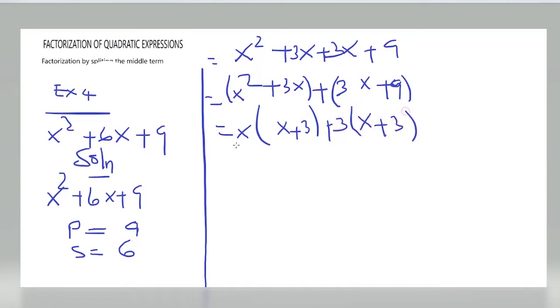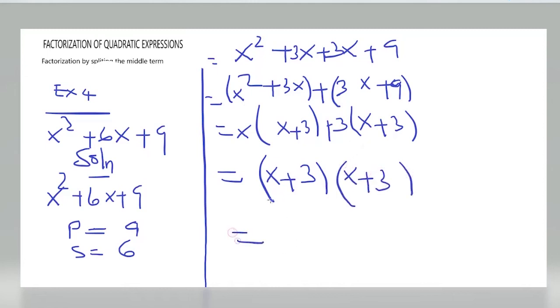Then this one will be equal to x plus 3 outside the bracket, then inside I have x plus 3, then I take one x plus 3. This is the answer. But this one, since it has repeated on itself, then I can conclude by saying this one is x plus 3 squared, which is the solution of the expression given.